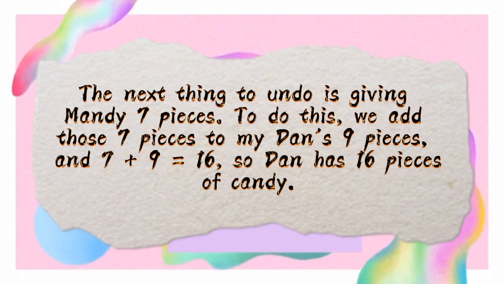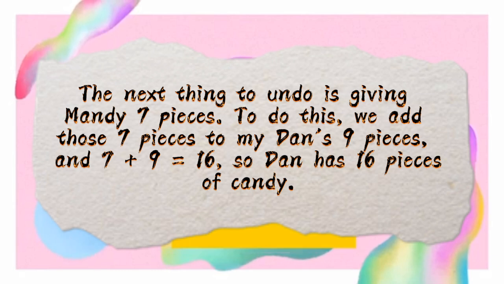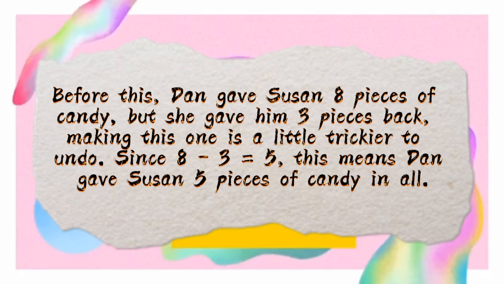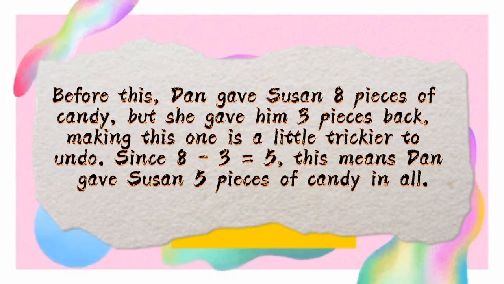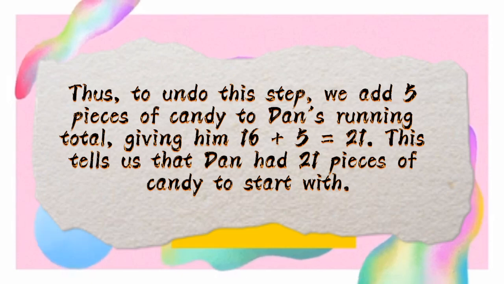The next thing to undo is giving Mandy 7 pieces. To do this, we add 7 pieces to Dan's 9 pieces. And 7 plus 9 is equal to 16. So Dan has 16 pieces of candy. Before this, Dan gives Susan 8 pieces of candy, but she gives him 3 pieces back, making this one a little trickier to undo. Since 8 minus 3 is equal to 5, this means Dan gives Susan 5 pieces of candy in all. Thus, to undo this step, we add 5 pieces of candy to Dan's running total, giving him 16 plus 5 is equal to 21. This tells us that Dan had 21 pieces of candy to start with.